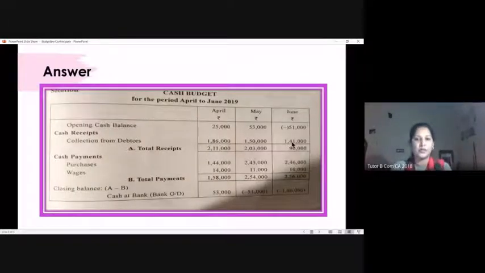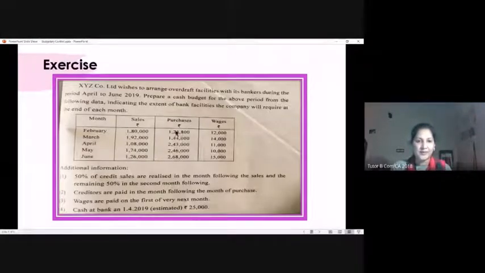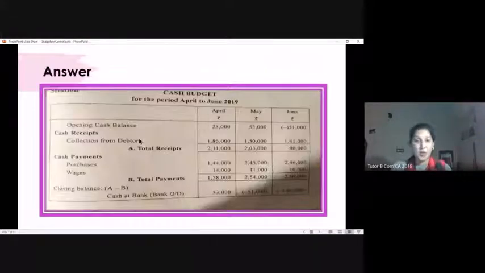So this is how we need to prepare the cash budget for the period April to June 2019, which should be our title. And then here we have an opening balance of 25,000. We had put this, and this is actually a total collection from debtors. It's actually a total of 50% of February and 50% of March. That's how we said. And we have the total receipts. That's it. Nothing more for us, right?